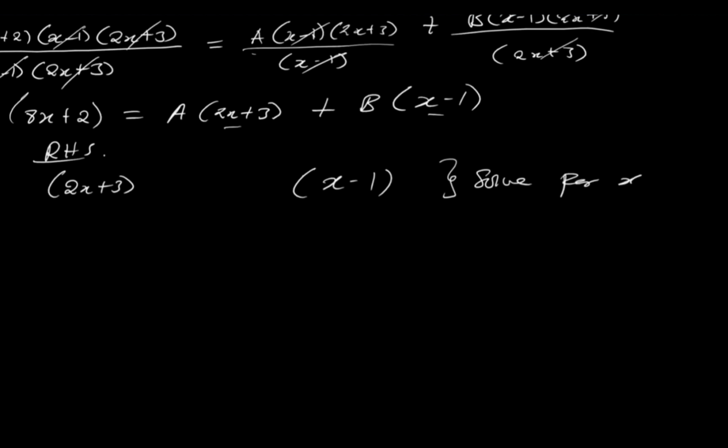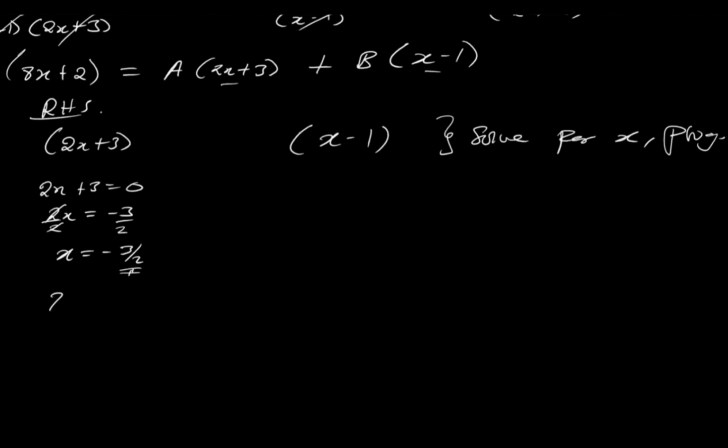So once you solve for x, all you have to do then is plug. The first one will be 2x plus 3 is equal to 0. So I have 2x is equal to minus 3, divided by 2 over 2. The value of x is equal to negative 3 over 2. I plug this value of x in my expression. So 8 times negative 3 over 2 plus 2.